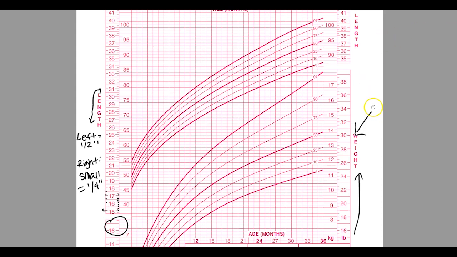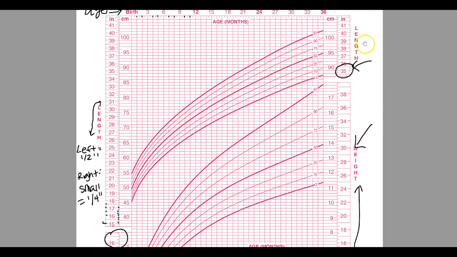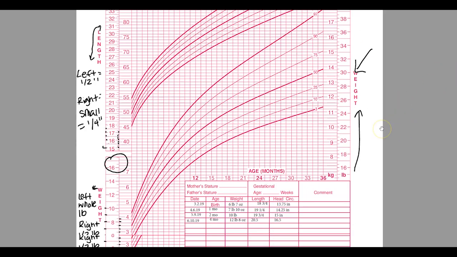So, same thing for length. If they are above 41 inches, then we start, and actually it starts over here at 35. So if they get above 35 inches, we can start over here on the right hand side of the page with 35 inches, or follow the lines from the 35 mark over here and plot them over here as well.